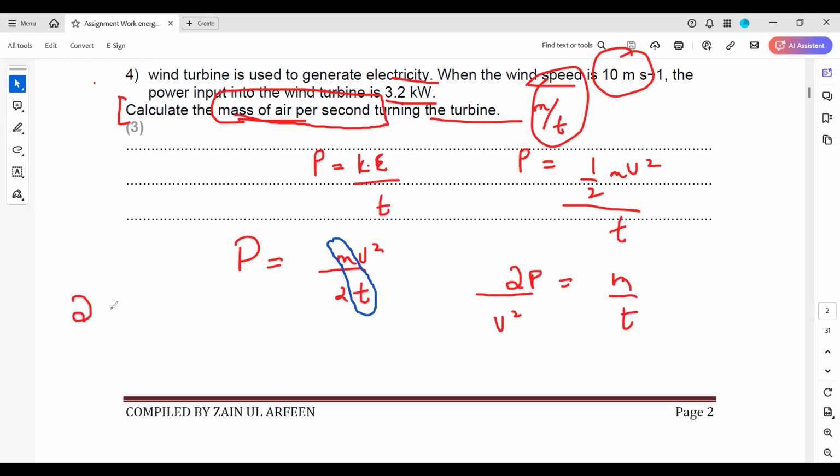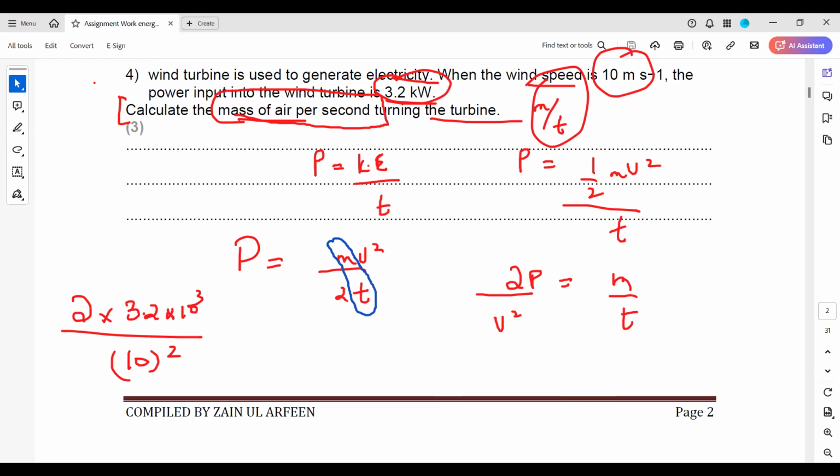Now we substitute. The power is 3.2 kilowatts, so you have to convert into watts: 3.2 times 10 to the power 3. Divided by the speed. The air speed was 10, but it is squared, so it will be v squared. So 2 times 3.2 times 10 to the power 3, divided by 10 squared.